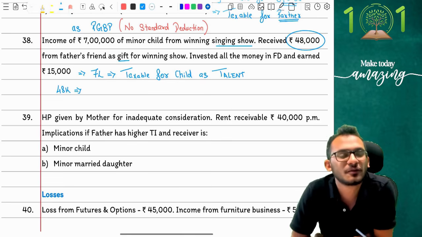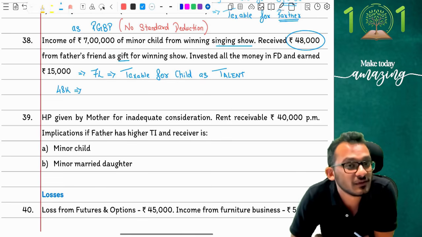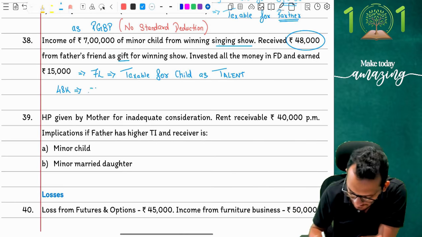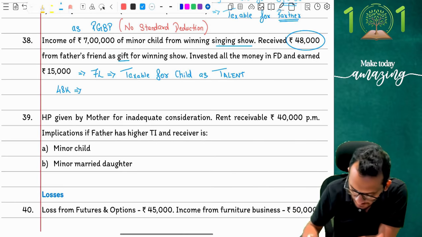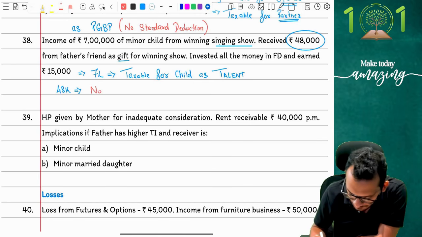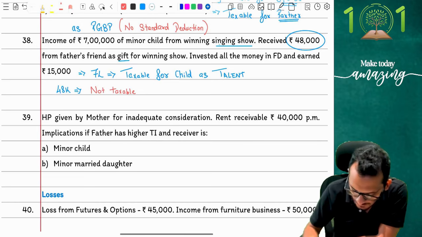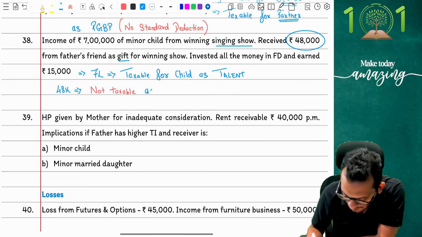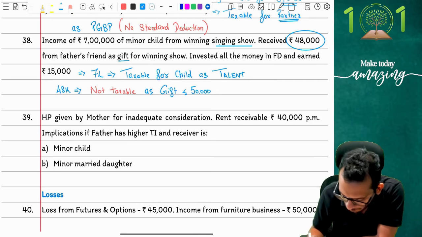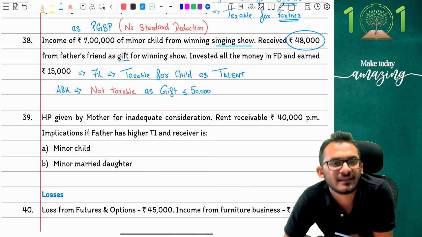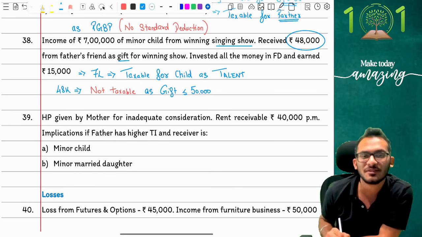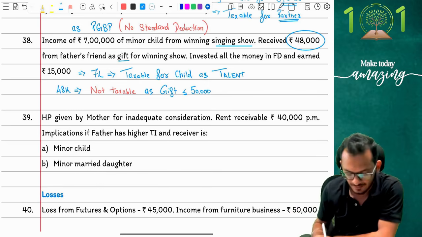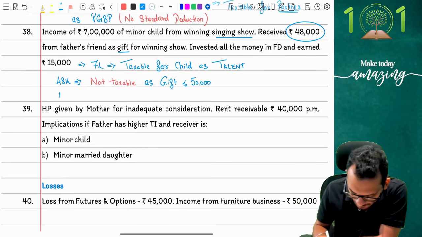With a gift of rupees 48,000, the gift rules themselves have not applied, which means this answer says it is not taxable for anyone, as the gift is less than 50,000 rupees. So this is one small thing which you have to keep in mind, people, and I'm hoping you have done this properly. The final item is the 15,000 rupees.